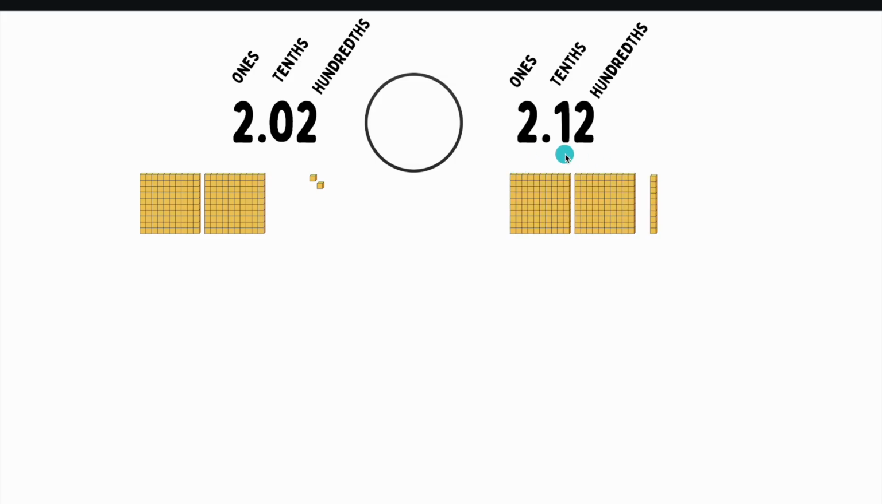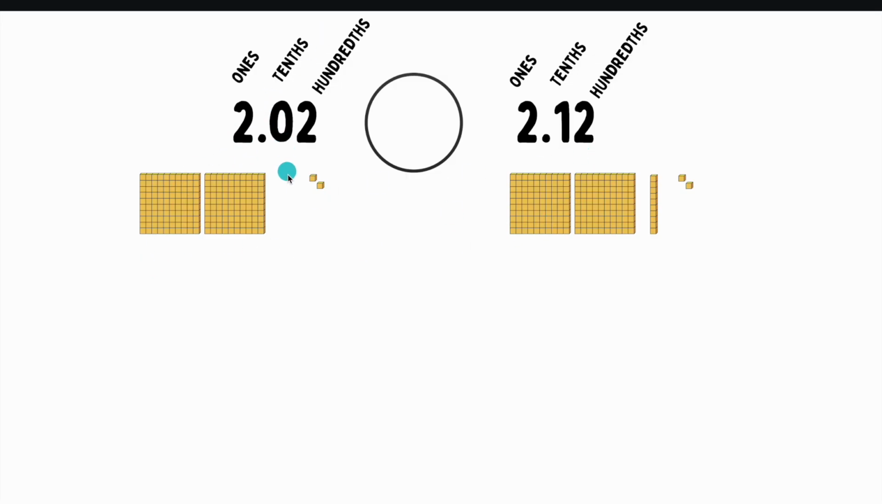Let's start by creating a model of 2 and 2 hundredths. 2 ones, 0 tenths, and 2 hundredths. Here we have 2 and 12 hundredths. We have 2 ones, 1 tenth, and 2 hundredths. We notice that they have the same digit in the ones place.